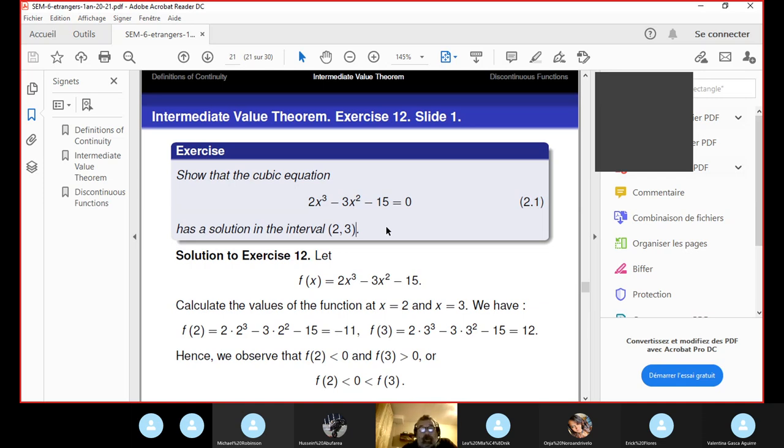So, to explain this exercise, we take our function, which is a polynomial of the order 3, then this function is a continuous function. I hope that the usual functions, you know this from your lectures, so this function is continuous. Then let's calculate the values of this function at x equals 2 and x equals 3. In this case, you see that f of 2 is minus 11 and f of 3 is 12.